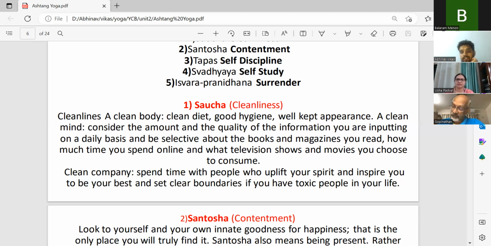And hygiene. What does it say? Hygiene. So I'm doing yoga, no problem, I cannot bathe for 20 days. No, you have to maintain proper internal and external hygiene and a well-kept appearance. In the mind, consider the amount and quality of the information you are putting in, whether you are putting in positive information or negative information, what kind of food you are giving to the mind.